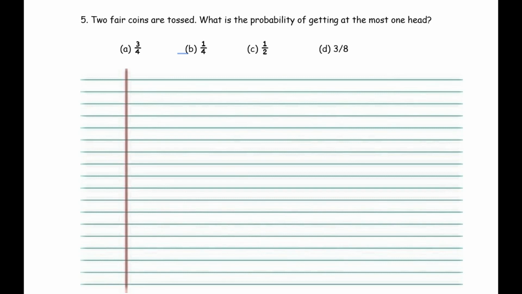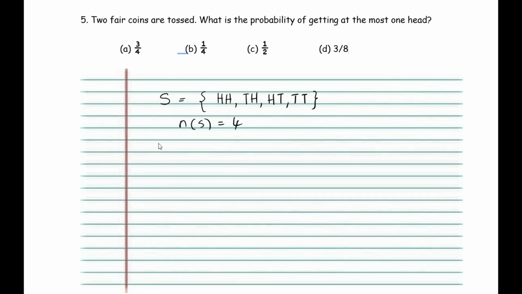Students, now moving to question number 5. Two fair coins are tossed. What is the probability of getting at most one head? Now, if we toss two fair coins, the total possible outcomes can be head head, or head tail, or tail head, or tail tail. Therefore, all the outcomes is 4. That is, n of S is 4.